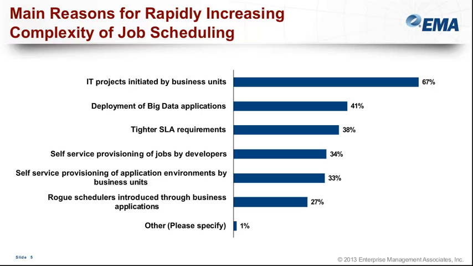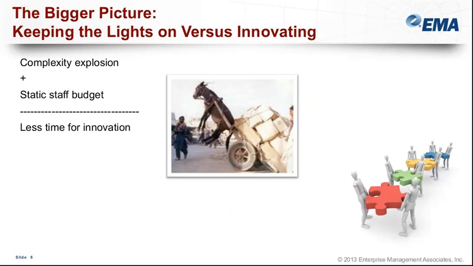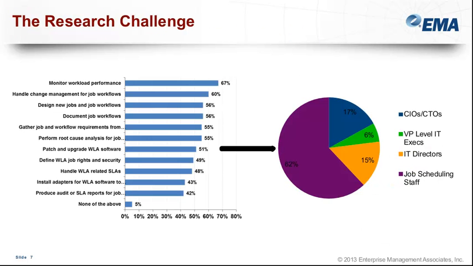Long story short, there is a tremendous agreement by the people who actually have to do the work, the job schedulers, the designers, the operators, all of those people who are working with the actual tools of workload automation and job scheduling, that this complexity is rapidly increasing because of projects that are coming down the pike from business units. So this complexity increase has to be handled somehow, and adding more scheduling staff is typically not an option. So at the end of the day, it is all a zero-sum game. Every dollar that I spend on keeping the lights on, I cannot spend for innovation.